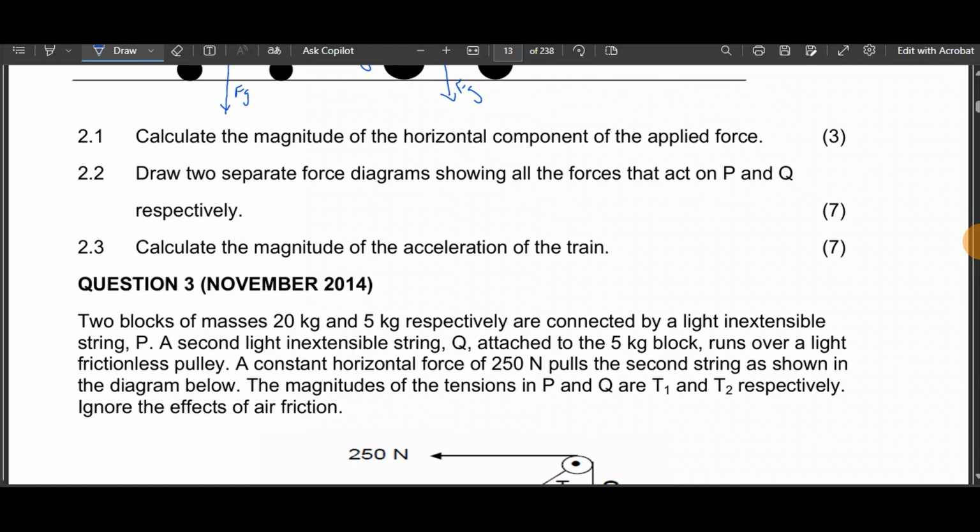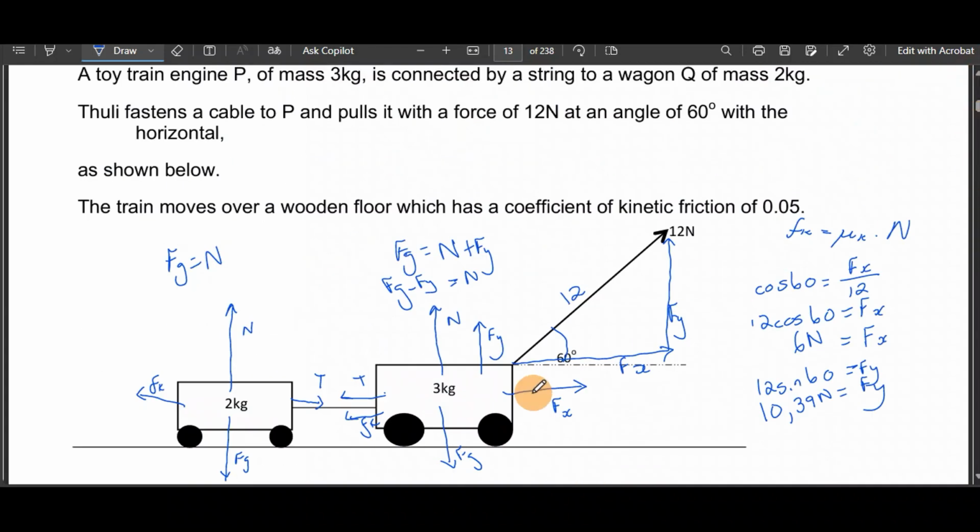Okay. And then now they say to draw two separate force diagrams showing all the forces that act on P and Q respectively. Okay, we have done the force diagrams. Force diagrams are where we show all the forces like we were doing here. It's the first thing that you're going to do once you get a Newton's laws question. Please draw all the forces before you even attempt the question. Like you saw here, we did our forces before we even went for the question. We did all the forces so that you know the forces acting on an object.